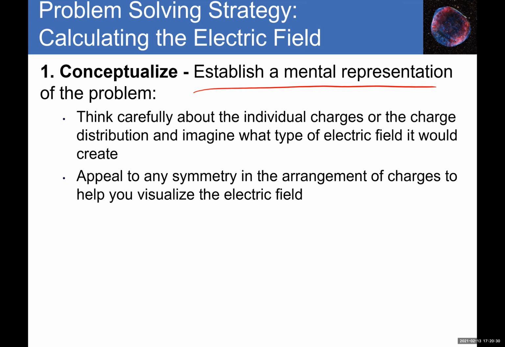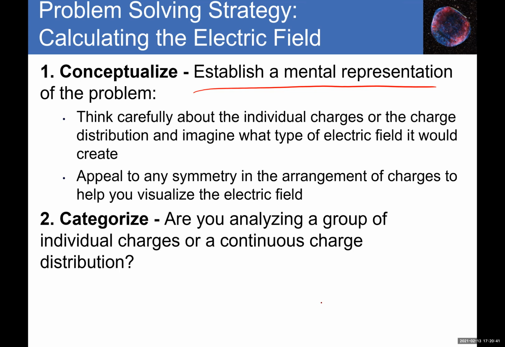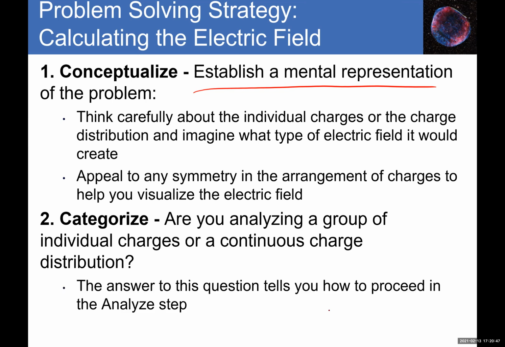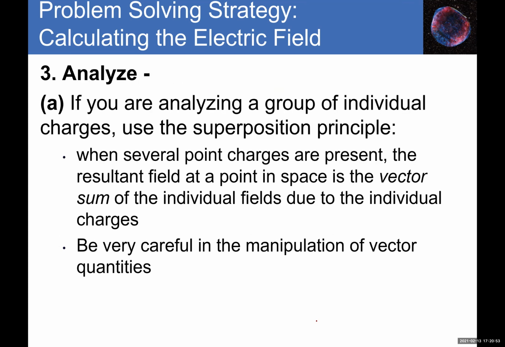Basically, think of it like this. Are you given a small group of charges where you can just use the simple superposition principle and add them together, or are you given a continuous distribution of charges? So are you analyzing a group of individual charges or a continuous charge distribution? The answer to this question tells you how to proceed in the analyze step. If you're analyzing a group of individual charges, use the superposition principle. That means if you have just a small group, like 2, 3, 4 charges, and the distance between them is comparable to the distance to point P, then you're basically just using the superposition principle.